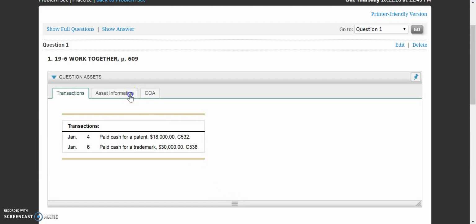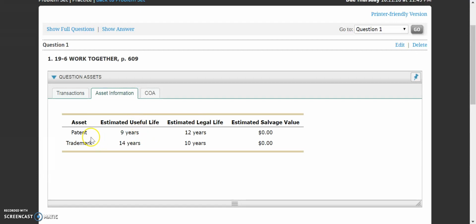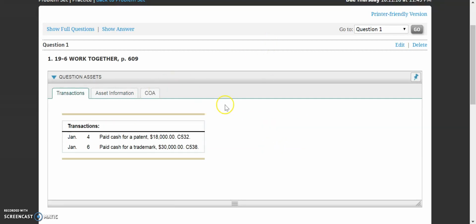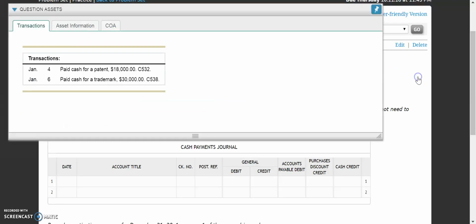And then we also have some asset information over here that tells us that our patent has an estimated useful life of 9, the legal life is 12, salvage value, again, nothing. Trademark 14 years versus 10 years, and no salvage value. So the first thing we should probably do is journalize our buying of these patents and trademarks in our cash payments journal.